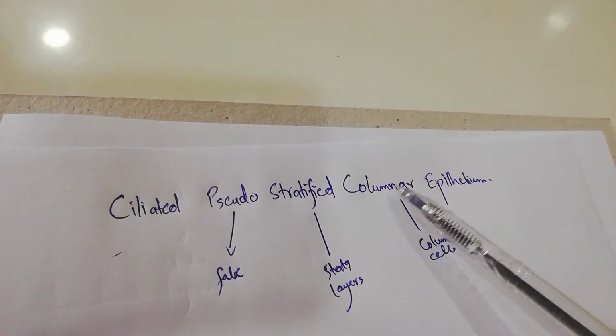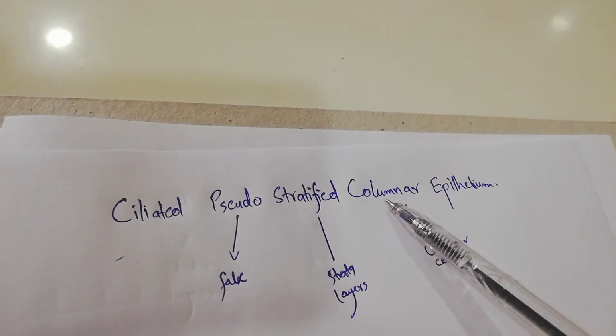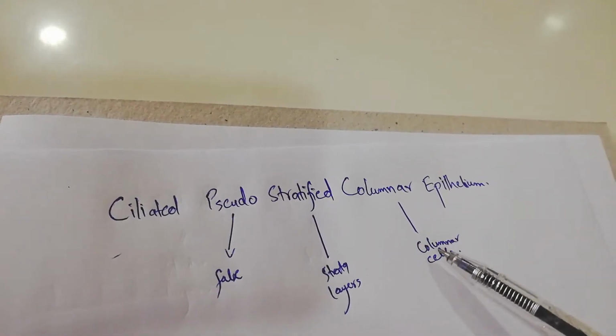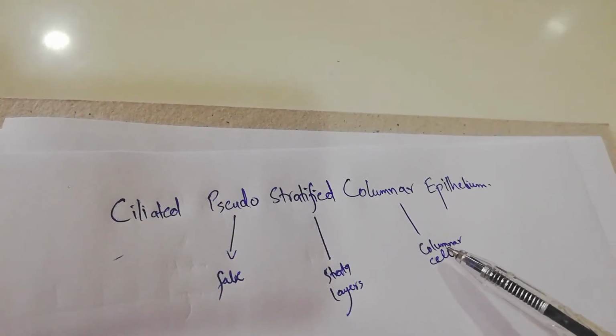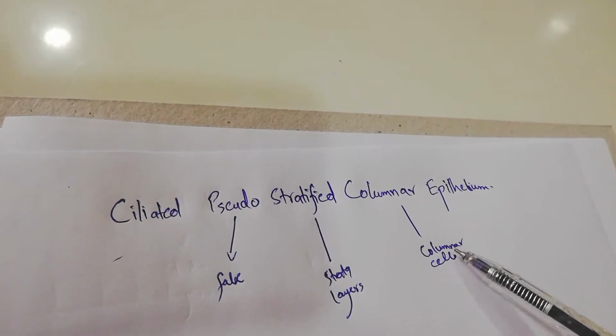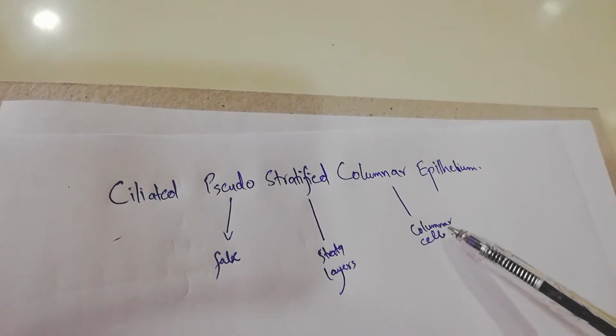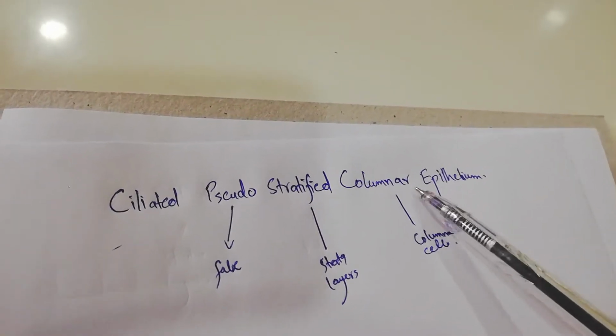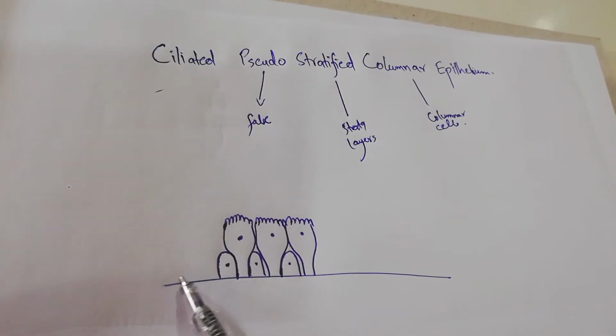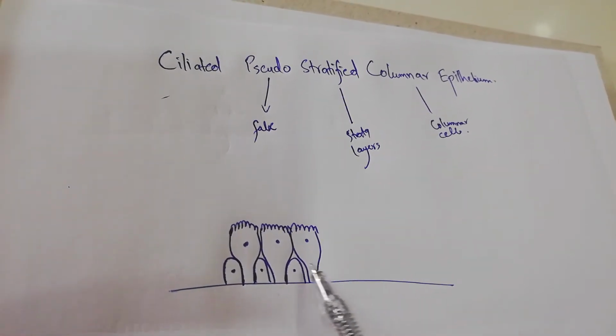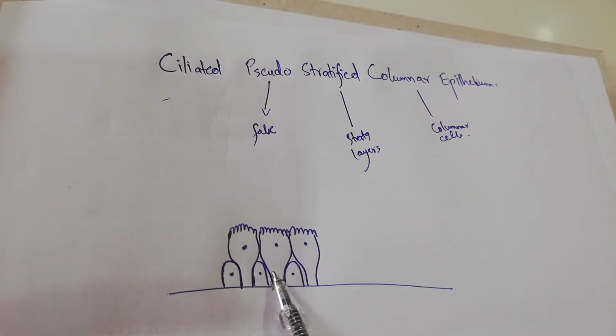Then we have a hint that this epithelium is columnar epithelium. So mainly if we are talking about the cells, we will come to know that we are talking about the columnar cells. And again, because this is epithelium, this is going to rest on the basement membrane. Okay, so this is our basement membrane on which our cells are resting.